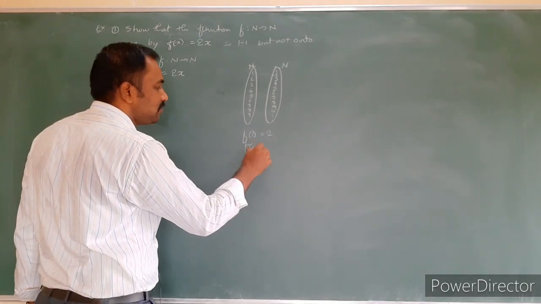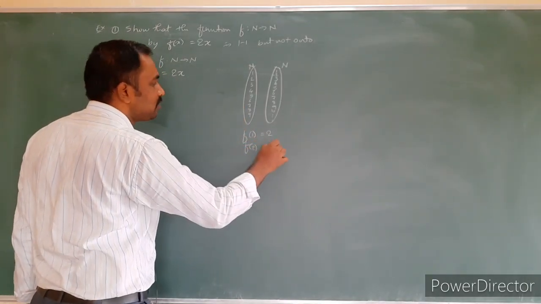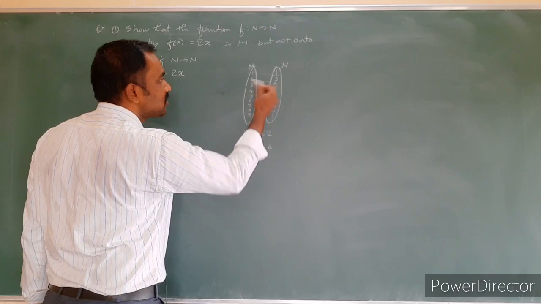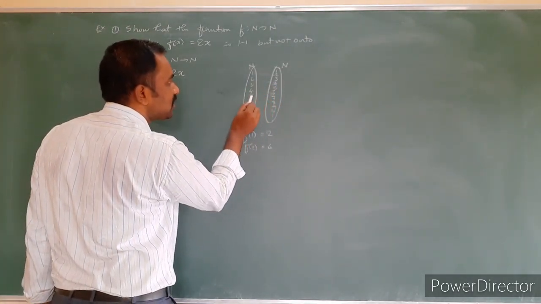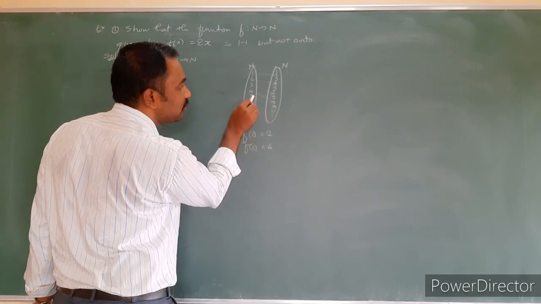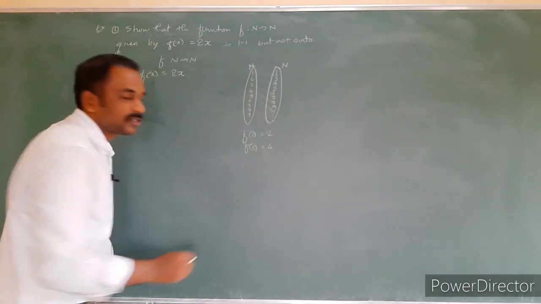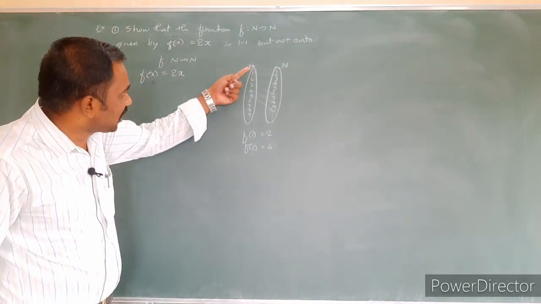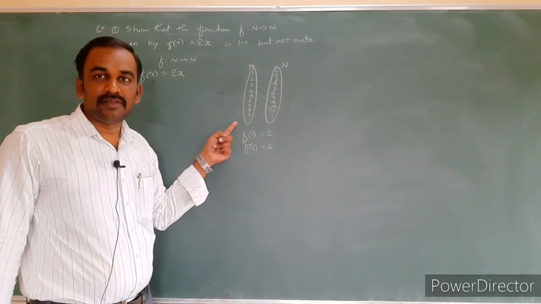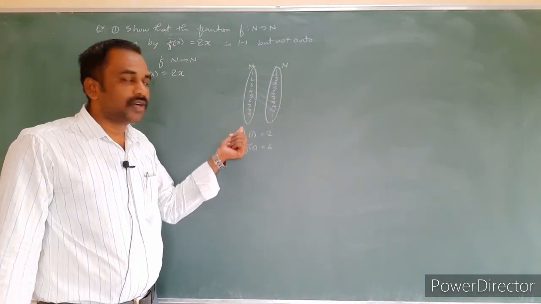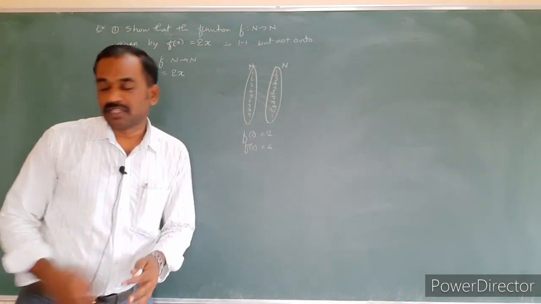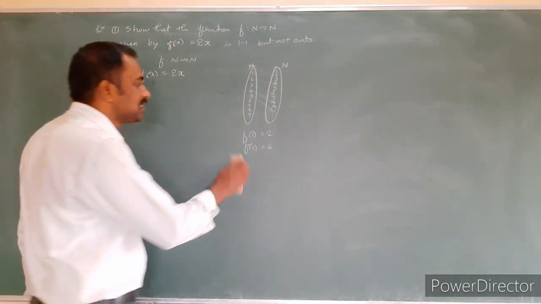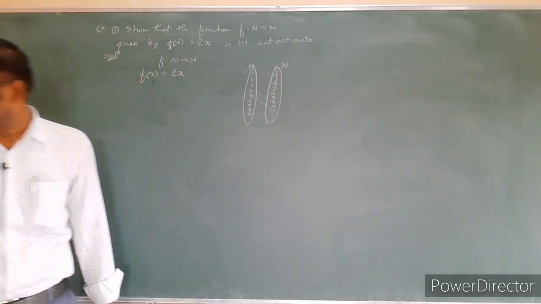Similarly, f of 2: two 2s are 4, so the image of 2 is 4. Next, the image of 3 is 6, the image of 4 is 8, the image of 5 is 10, and so on. First of all, every element of the domain set has an image. Obviously, whatever natural number you take, multiply by 2, that is the image. So every element has an image, and obviously it is a function.